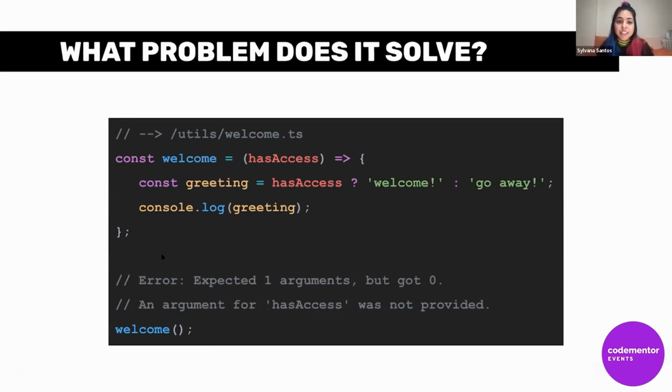So if we just added TypeScript to our project and made this a TypeScript file, we would immediately, as we're coding, get some feedback. TypeScript would give us an error that says, expected 1 argument, but got 0. An argument for has access was not provided. So just with this simple scenario, you can immediately appreciate that TypeScript makes coding a lot faster. It catches bugs in your code, and it allows you to refactor your code with a lot more confidence.